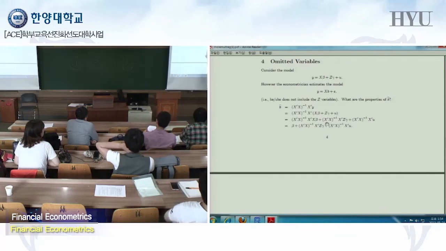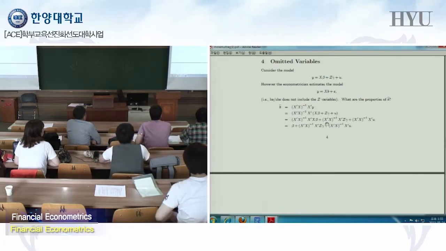The z gamma part is some information in y that is not explained by x. But if that unexplained part happens to be independent of x, then simply projecting y on the x space, that part simply goes away. So we can get the unbiased estimator for beta. Okay, that's the intuition.